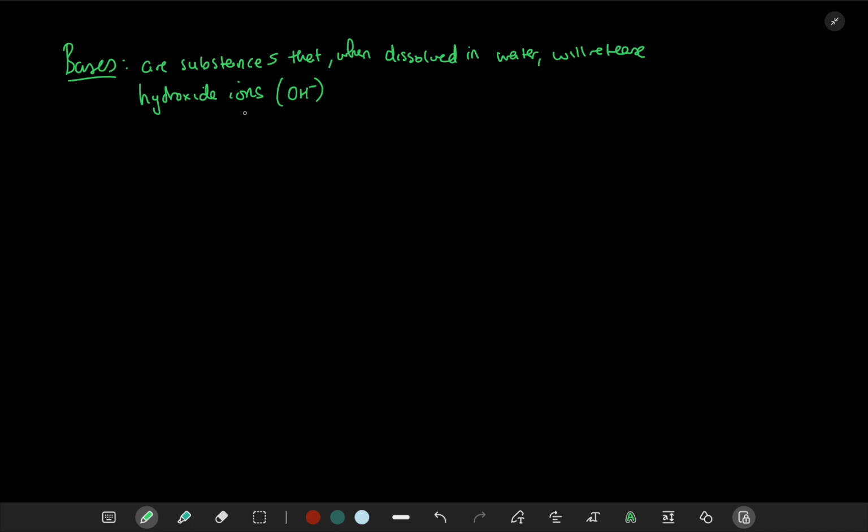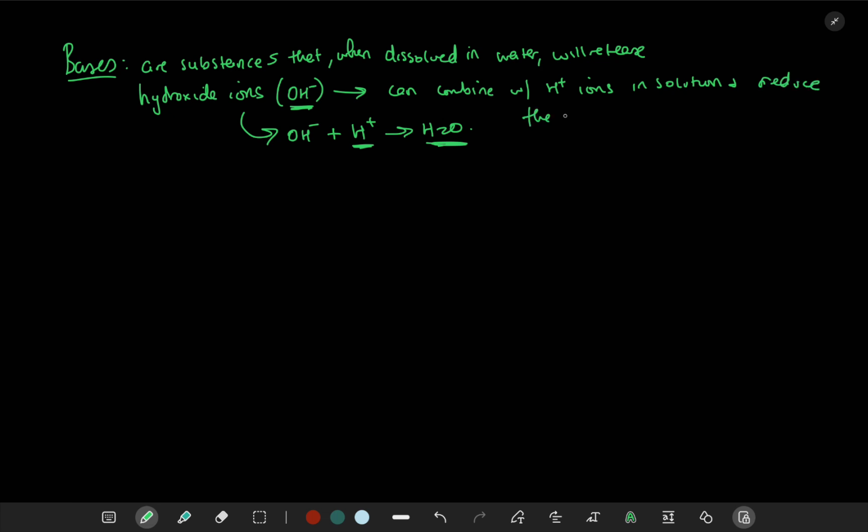Now, the important thing about these hydroxide ions is that because they are negatively charged, OH minus, they can combine with the hydrogen ions that acids release and form water. In other words, they can neutralize that hydrogen ion in solution and form water. So bases can provide those hydroxide ions, which can then combine with the hydrogen ions from acids to reduce the concentration of hydrogen ions in solution. Because the hydroxide ion combines with the hydrogen ion, they form water, which means the number of free hydrogen ions in solution goes down.